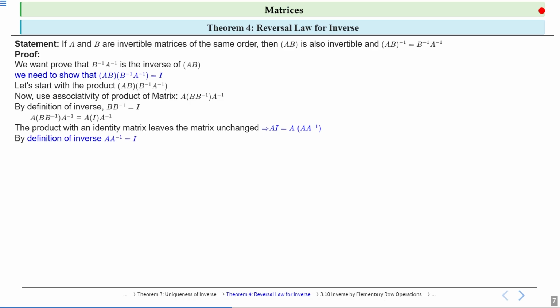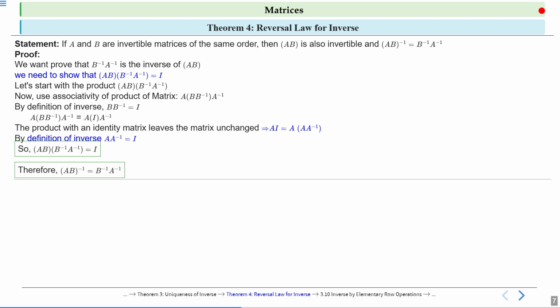By definition of inverse, we can say that A A inverse is equal to I. So AB into B inverse A inverse will be equal to I. Therefore, we can say that (AB) inverse will be equal to B inverse A inverse.